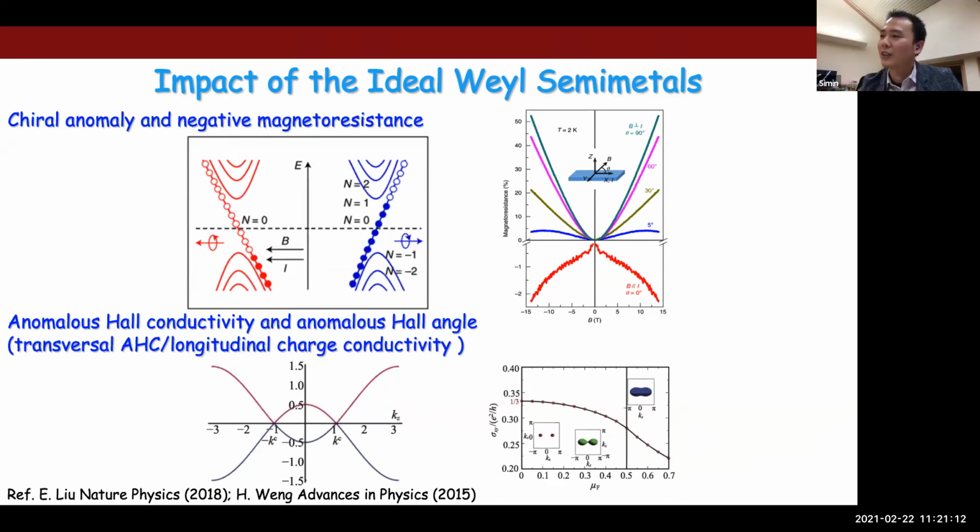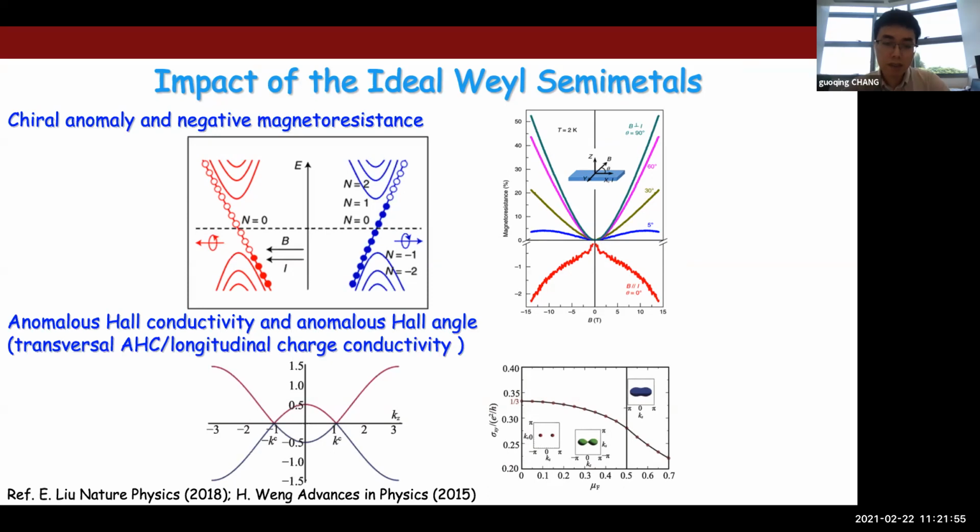No, this is from the CoSnS. Oh, okay, I see. Yes. Okay. Yeah, that kind of negative magnetoresistance is related to the chiral anomaly. Actually, the negative magnetoresistance can be found in many materials, but the question is whether the negative magnetoresistance appears only when the magnetic field is parallel to the electric field.